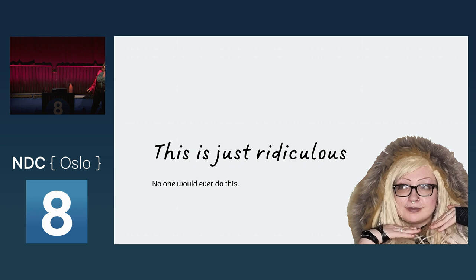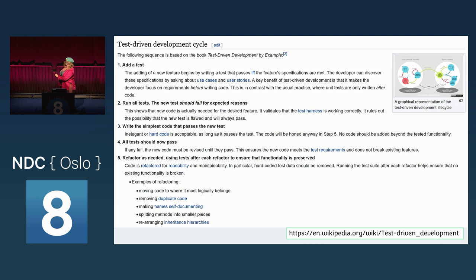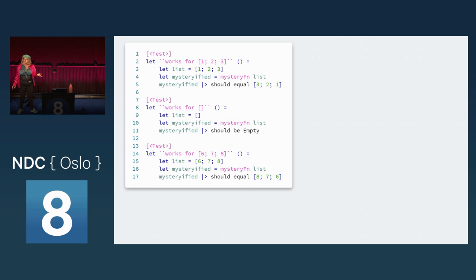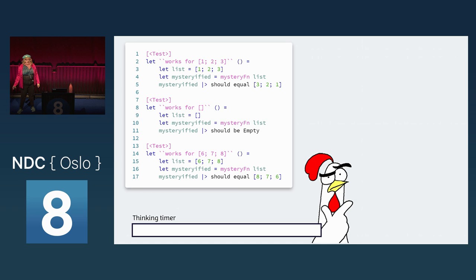So let's hop on over to our best friend Wikipedia. This is the page for test-driven development. Let's just zoom in on step number 3, which is: write the simplest code that passes the new test. So you're given a load of tests. You have to write the simplest code that passes the new tests. Let's say, for example, you didn't know it was a list reversal function. You were just given this set of test cases for a mystery function, and you had to write something that passes the test cases. What would be your implementation? What is the most logical implementation in this case?